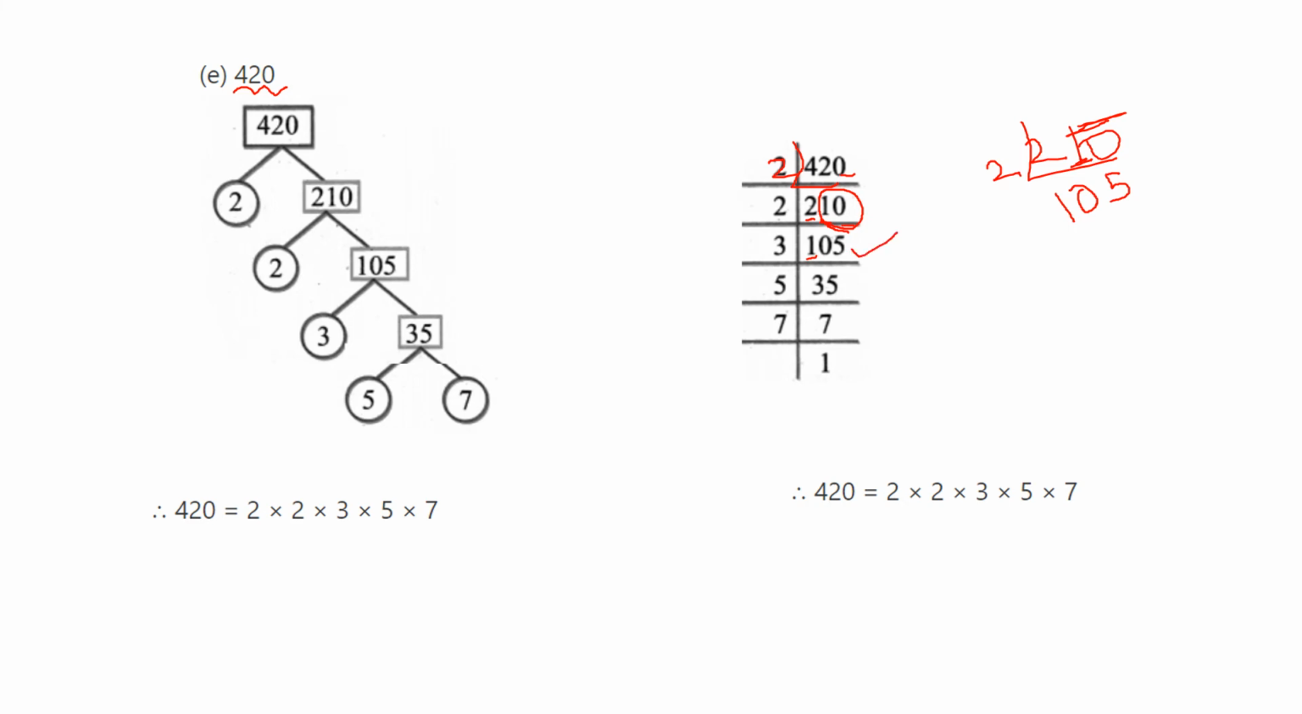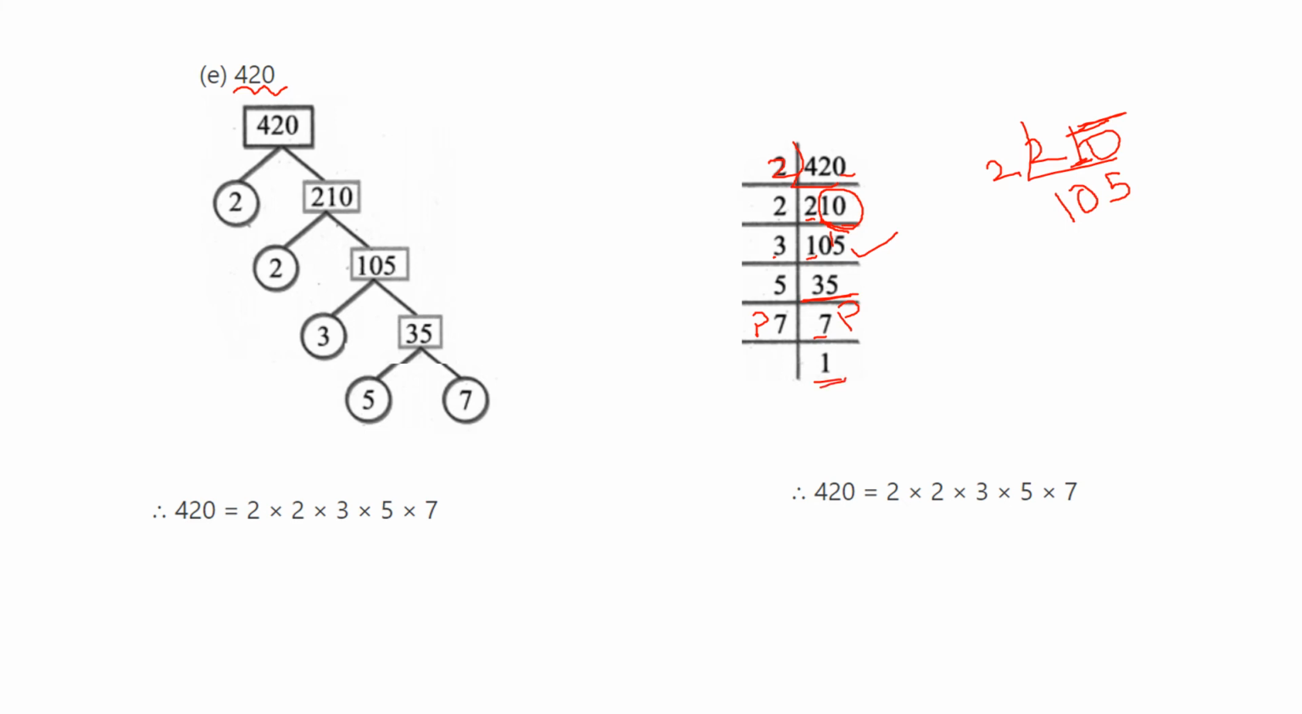105 means 1 plus 5 is 6. 6 is divisible by 3. So 3 3s are 9. Remaining 1, 15. 3 5s are 15. 35 means 5 divisible, so 5 7s are 35. 7 is prime, so here also divide with a prime. 7 1s are 7. So how to draw the factor tree?